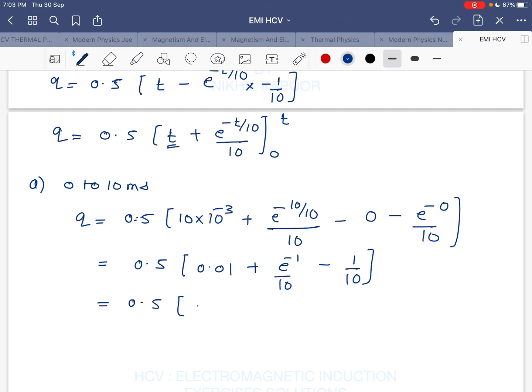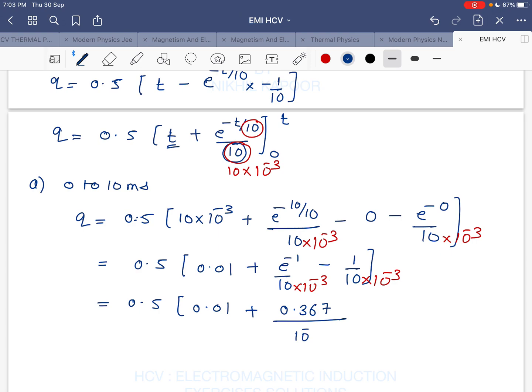So it will be 0.5, 0.01. Okay. But be careful, this is 10 millisecond. Here the mistake is the 10 millisecond, because this is in millisecond. In the ratio I have not taken it, so this will be millisecond, this will also be millisecond, this will also be millisecond. So this change has to be there. 0.01 plus e raised to minus 1 is 0.367 divided by 10 raised to minus 2, plus minus 1 upon 10 raised to minus 2.